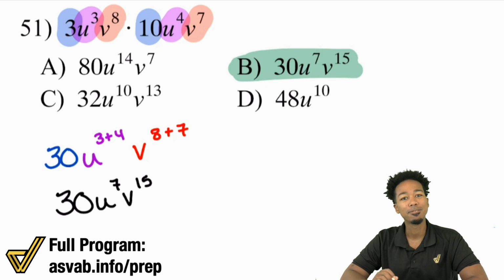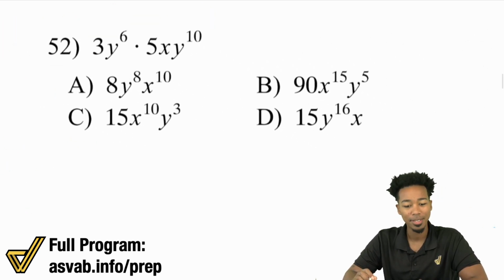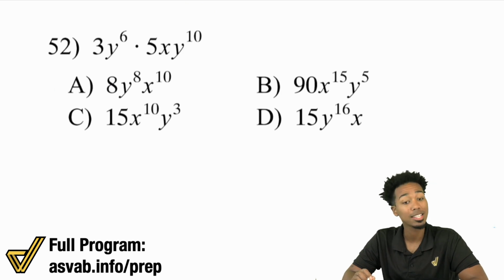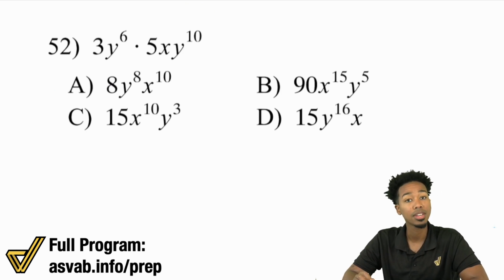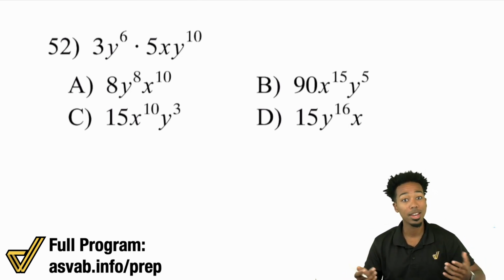And let's keep it going here. Let's go ahead and do perhaps 6 to 8 more, and let's have a good time. So up next we have 3y to the power of 6 times 5 times x times y to the power of 10. Again, remember, you can rearrange all these multiplications to see it the right way if you want to.